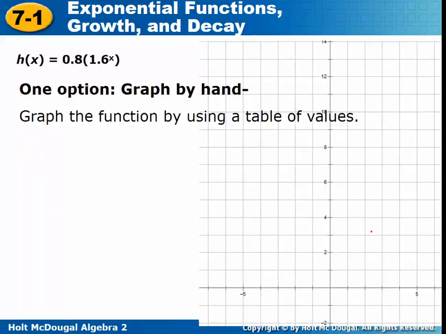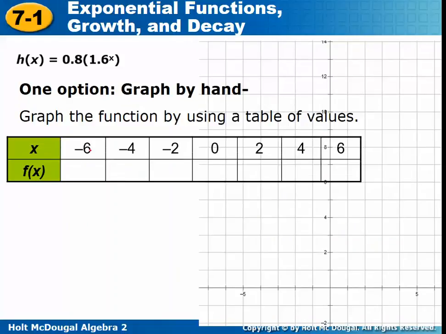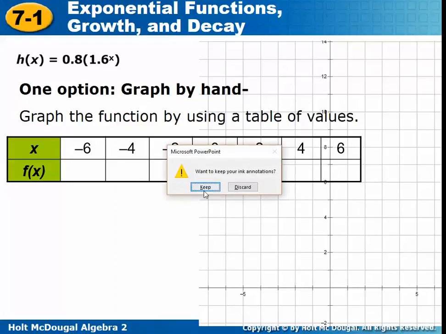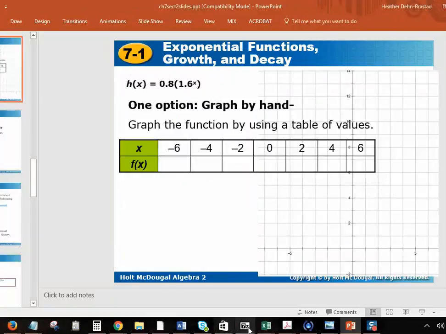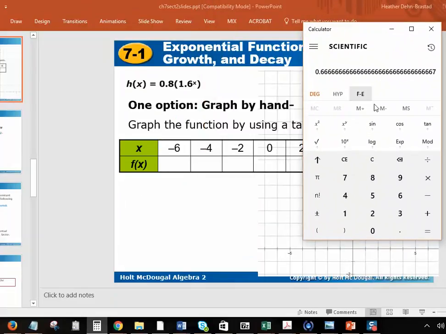Okay, next for graphing. You can graph it by hand. So you would just plug in some values of x, and then you would solve in order to find the value of the function. I just have to grab my calculator tool here so I can show you what I get for values, because I don't want to do these in my head. Okay, so first, here's what you would put in your calculator.